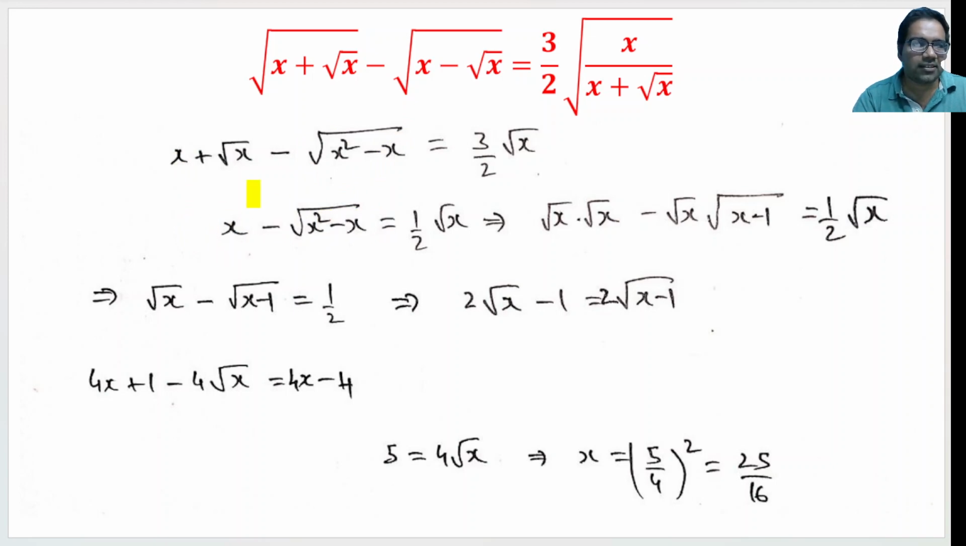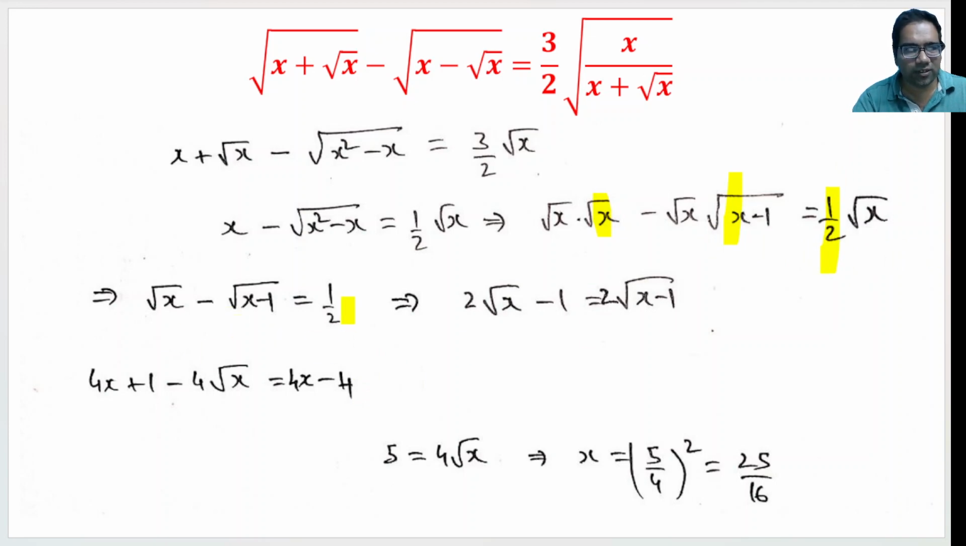What is x? x is root x into root x. We want to cancel this root x, that's what we are doing. We will write x as √x into √x, and √(x² − x) as √x into √(x − 1), equal to half root x. So that we can cancel all these root x's. We'll be left with root x minus this term, and on this side half, these three only. Root x minus 1 equals half.